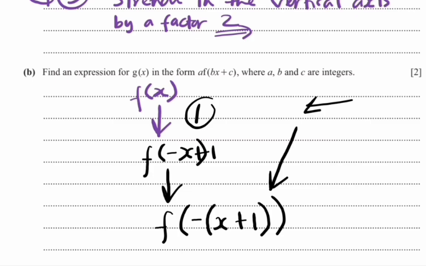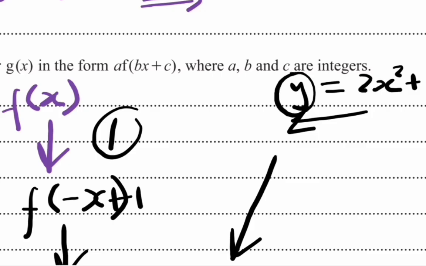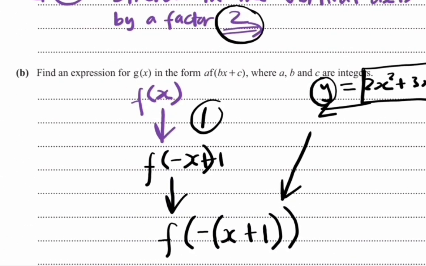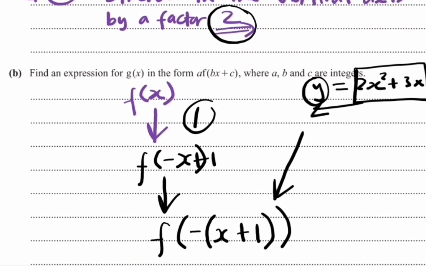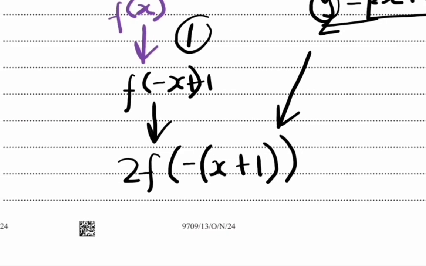So a stretch in the vertical axis affects the y-axis, and we know we usually write equations as y equals 2x plus 2x squared plus 3x, something like this. So if anything is affecting the y-axis, it's also affecting this whole thing, right? And for that, we know we're going to multiply this by 2 because it's being affected by that 2 being a factor of a stretch. So we put it here to show that it's multiplying everything.